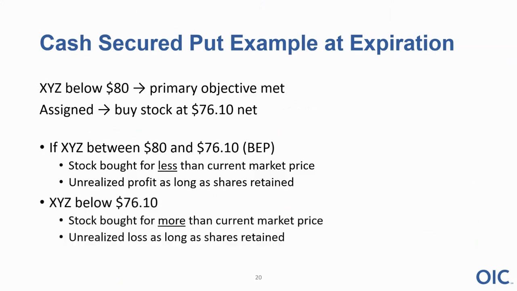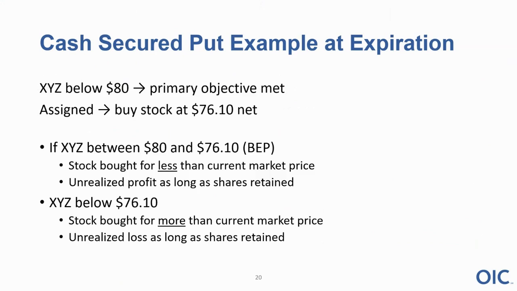If stock finishes below our break even of 76.10, well, that's going to be a problem because now we're buying stock for more than the current market price. And as long as we hold on to those shares, we're going to have an unrealized loss, assuming that those shares stay below that 76.10. If shares rally to 77, to 80, to 85, what have you, that loss then gets turned into a profit down the road once we sell those shares.